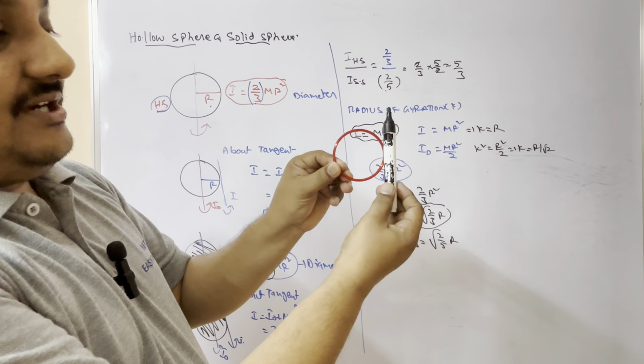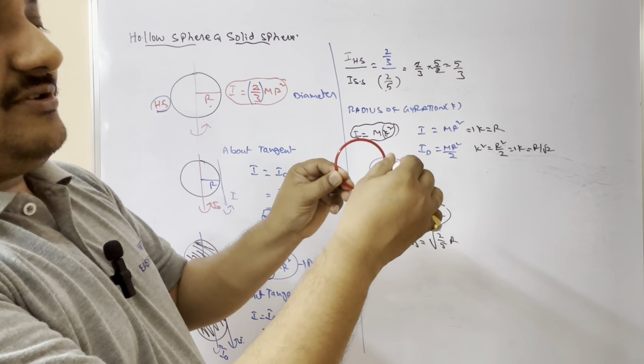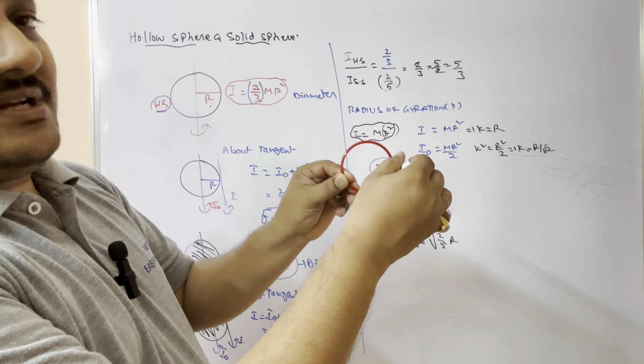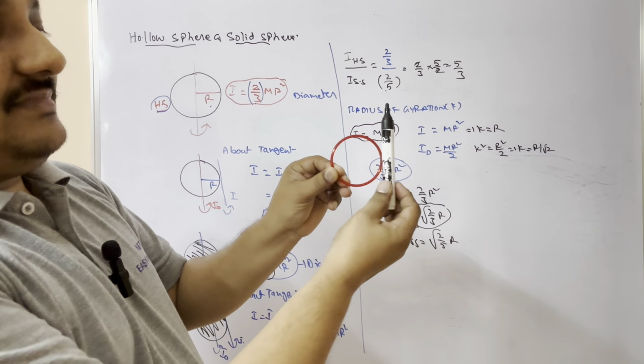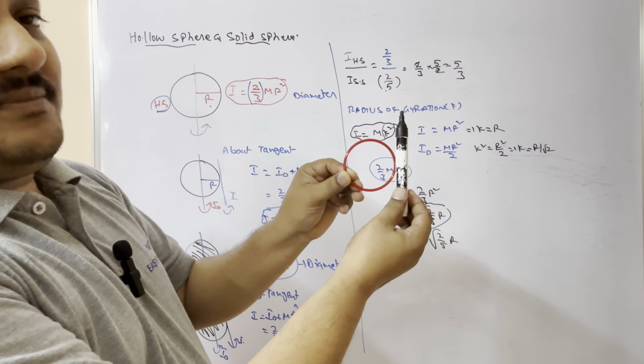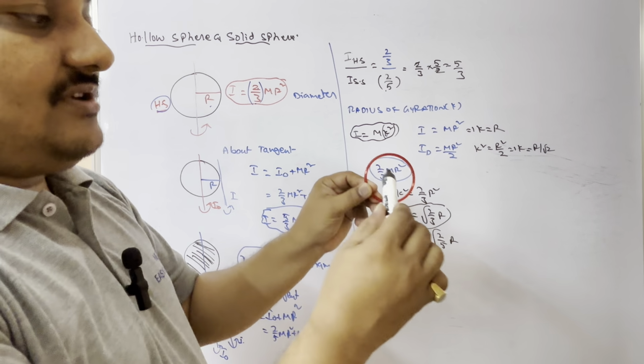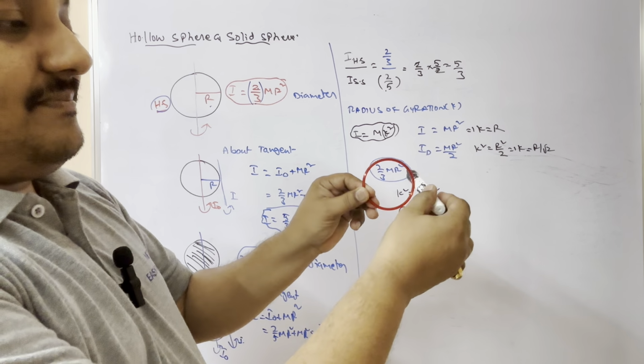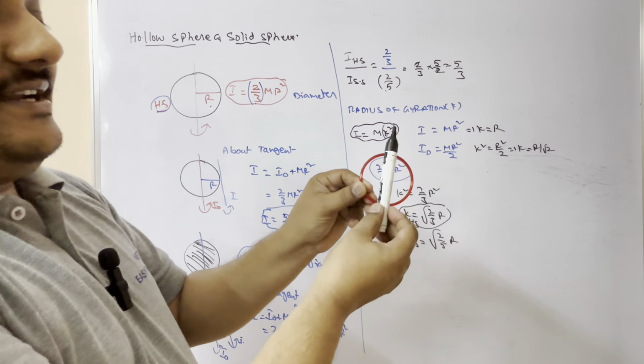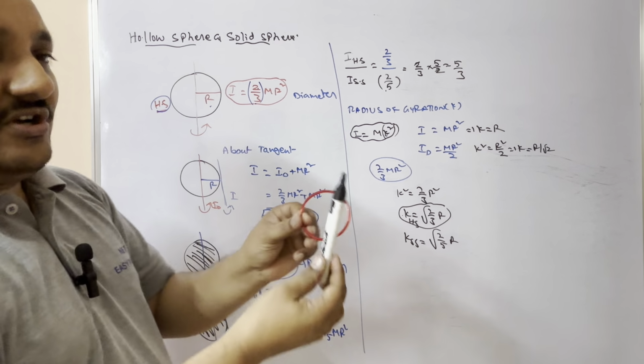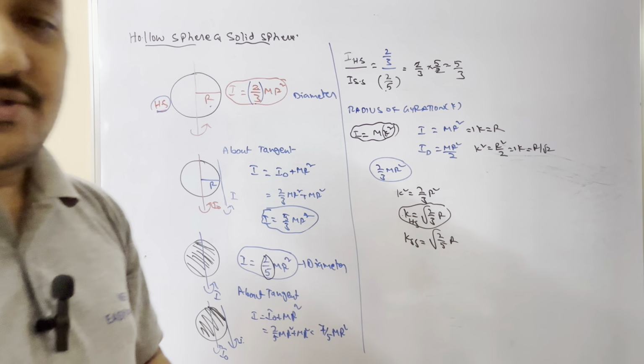Tangent parallel to its plane. If it is MR square, this is going to be MR square plus MR square, 2MR square. So this is MR square by 2, and this is going to be MR square by 2 plus MR square, 3 by 2 MR square. Like that you have to remember fast. You can play like this for ring and disc, and for hollow sphere and solid sphere. Then you can remember all this.